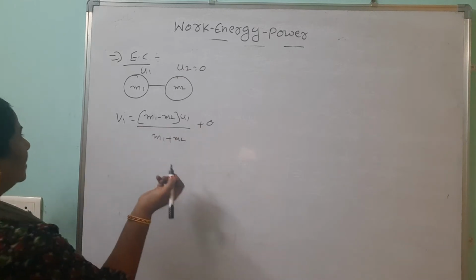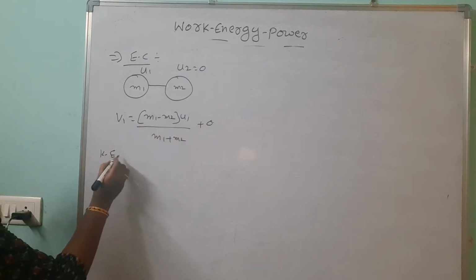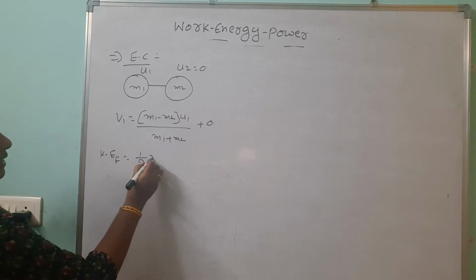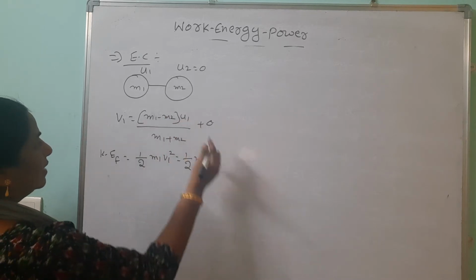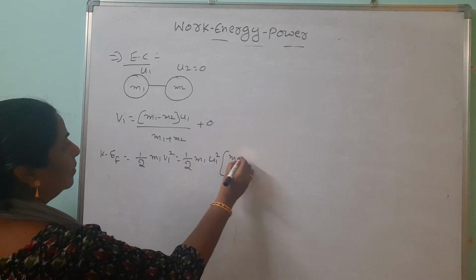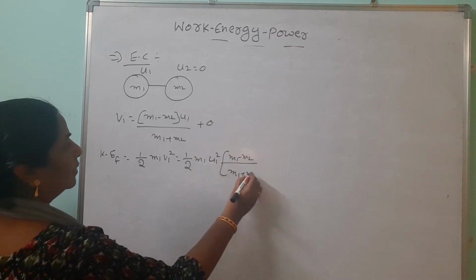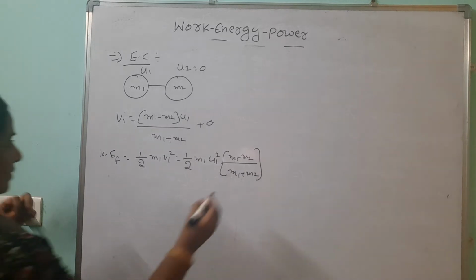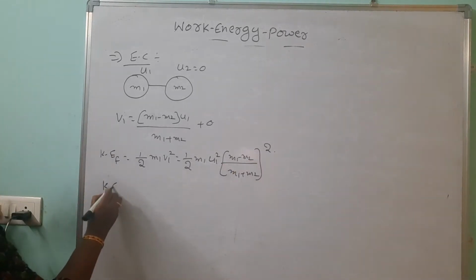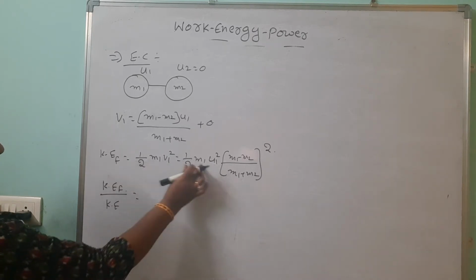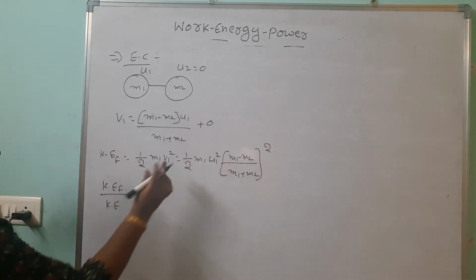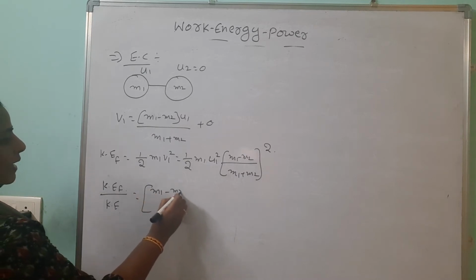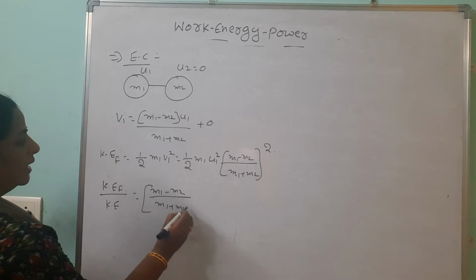Then how to find the kinetic energy after collision? The final kinetic energy is half m1 v1 square. So here half into m1 into v1 square means u1 square into ((m1 minus m2) by (m1 plus m2)) whole square. Like that, the fraction of final kinetic energy of the first body to that before collision: you know that half m1 u1 square is the kinetic energy before collision. This fraction is simply ((m1 minus m2) by (m1 plus m2)) whole square.